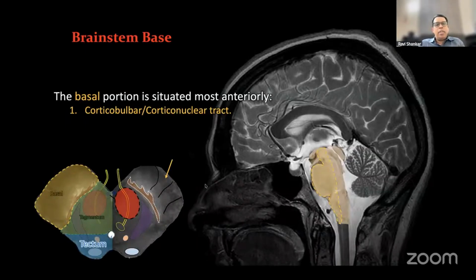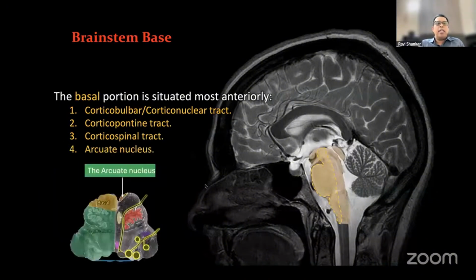So this portion has corticobulbar or corticonuclear tracts, corticopontine tracts, corticospinal tracts, and the arcuate nucleus, which is situated down below in the medulla, not in the whole of the pons or midbrain, but only down below in the medulla. So if you really think about it, all the important fibers, the motor fibers, are running in the anterior part of the brainstem, that is the basal portion.